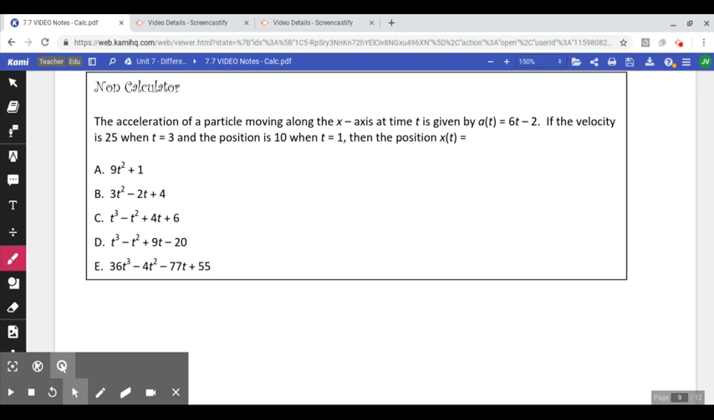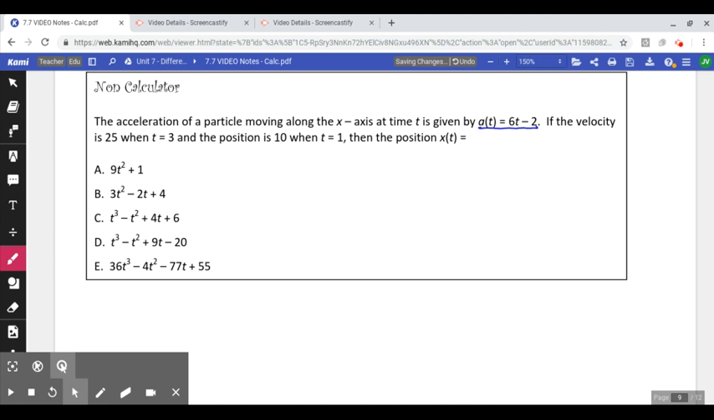In this example, we have a non-calculator multiple choice question. Let's read the prompt and see if we can figure out what the correct answer is. The acceleration of a particle moving along the x-axis at time t is given by a of t is equal to 6t minus 2. So we're given an acceleration function here.